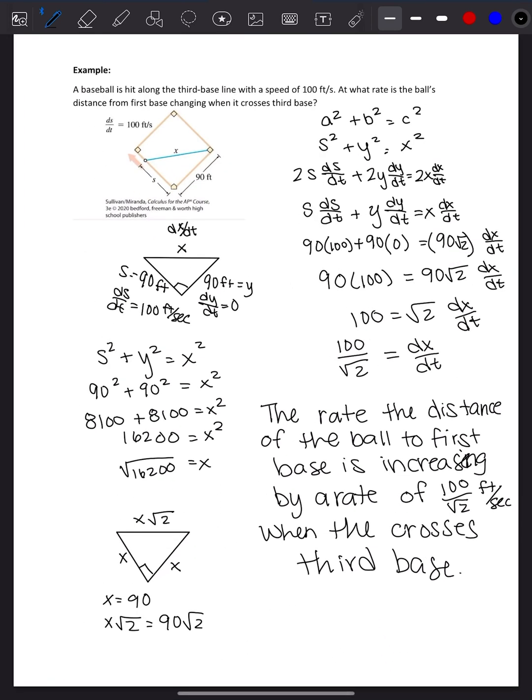This problem, once you kind of know what to do with it, is not too bad. It's just kind of understanding that we're dealing with a right triangle still in order to kind of do everything else.